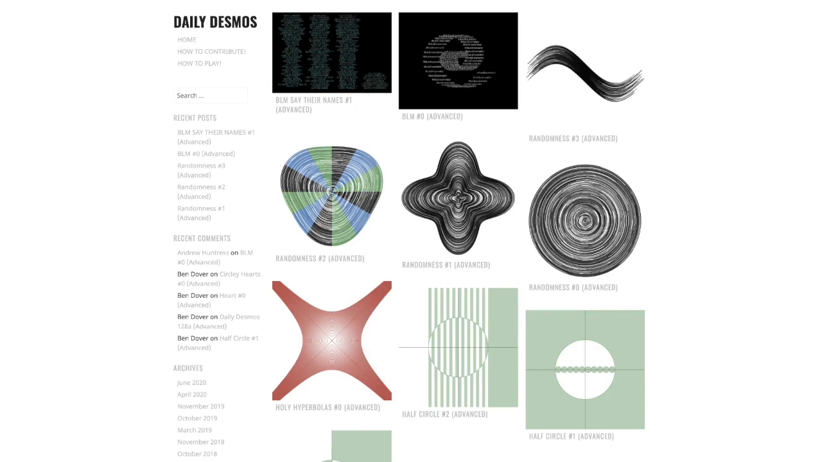Hey, it's Mr. H, and this is episode 7 of my DailyDesmos Graphing Challenge series. Today, I'm going to look at a challenge called Randomness number 3. It's another advanced challenge, and we'll see if we can solve it. All right, let's go.